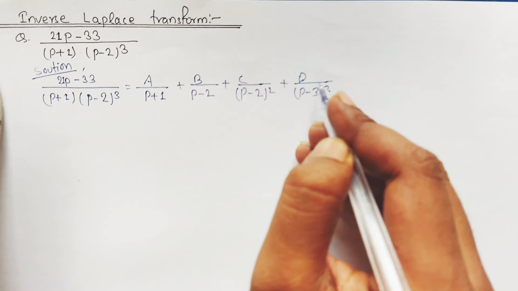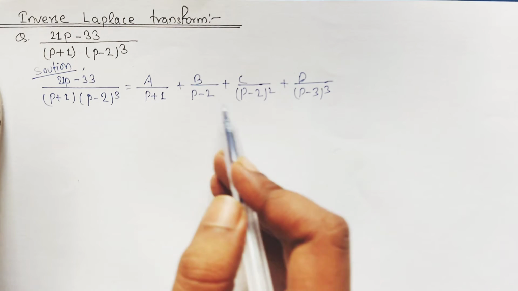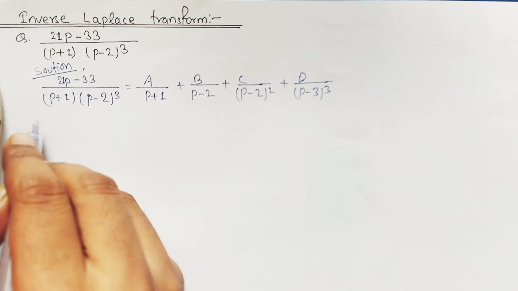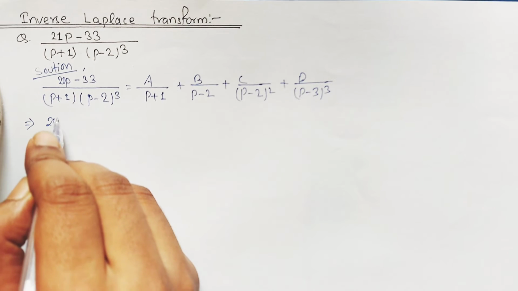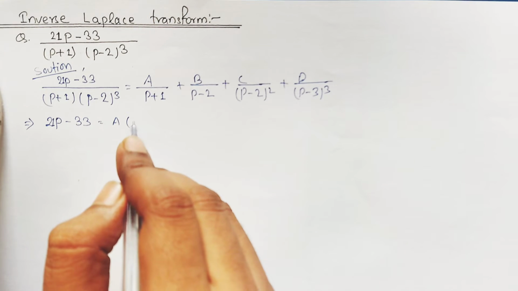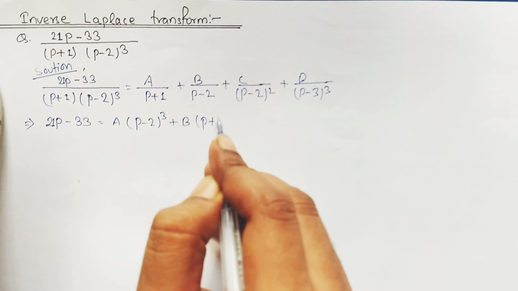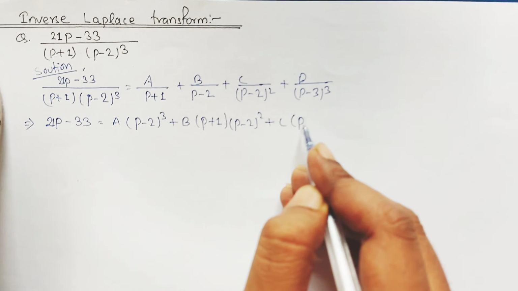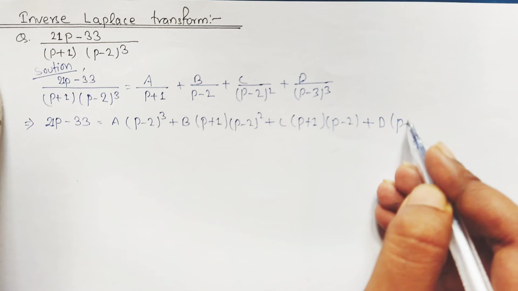This is the same thing like I have discussed in the previous example, like what if we have power 3 and power 4. So this is what we do, and here it is power 1 only, so we have a upon p plus 1. Now do the cross multiplication, that is 21p minus 33 equals a times p plus 1 gets cancelled out, so p minus 2 to the power 3, plus b times p plus 1 times p minus 2 square, plus c times p plus 1 times p minus 2, plus d times p plus 1.